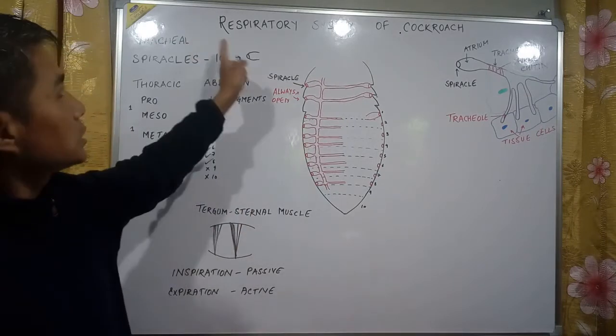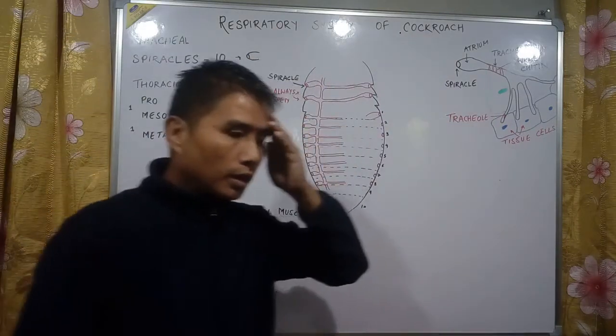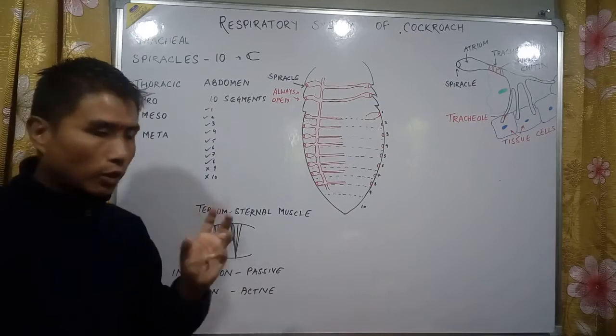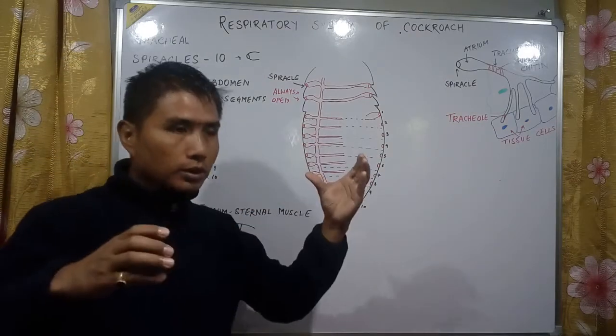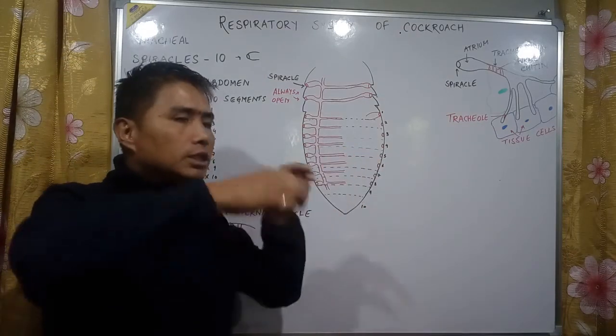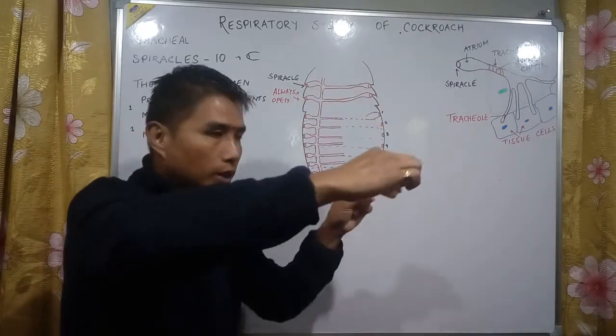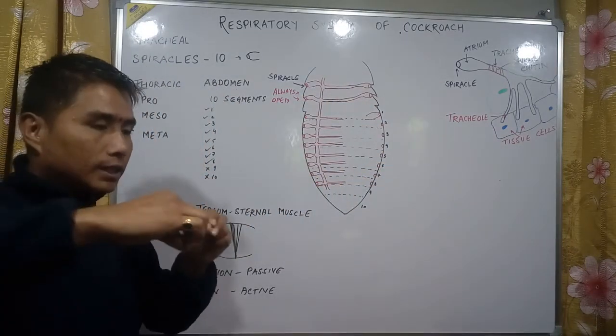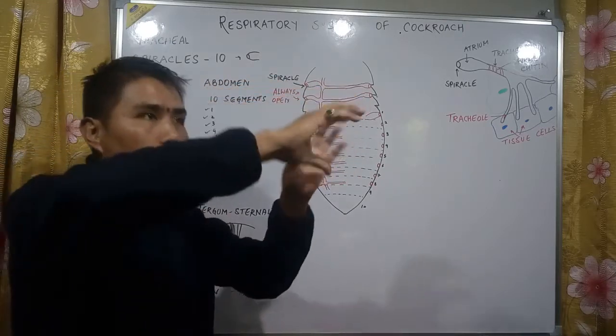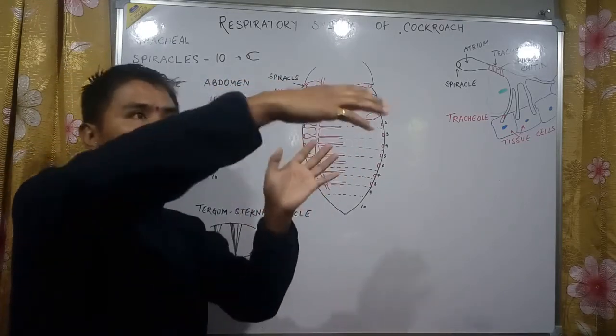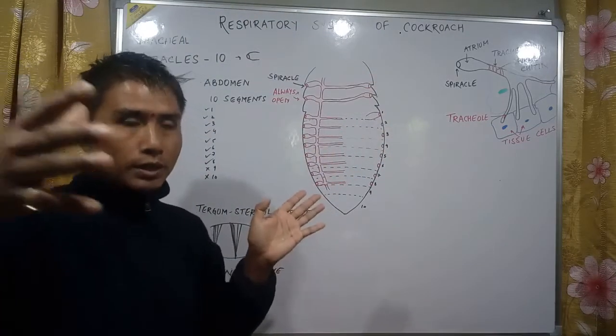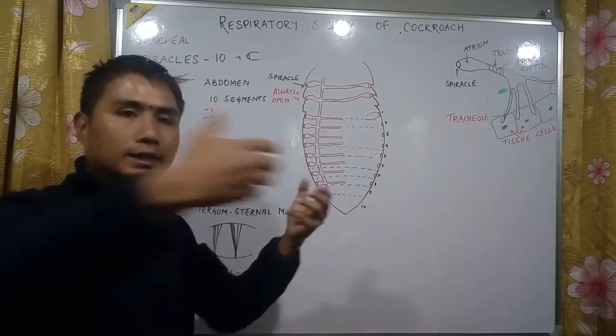Today we'll be doing the respiratory system of cockroach. Now when we talk about the respiratory system of cockroach, say suppose this is a cockroach, then the respiratory system consists of tubes. Those tubes are directly in contact from inside of the body through the outside, and as a result air enters and exits.